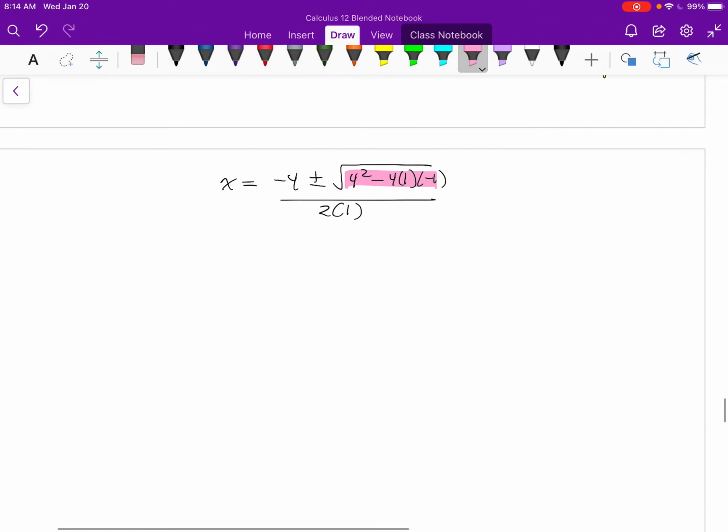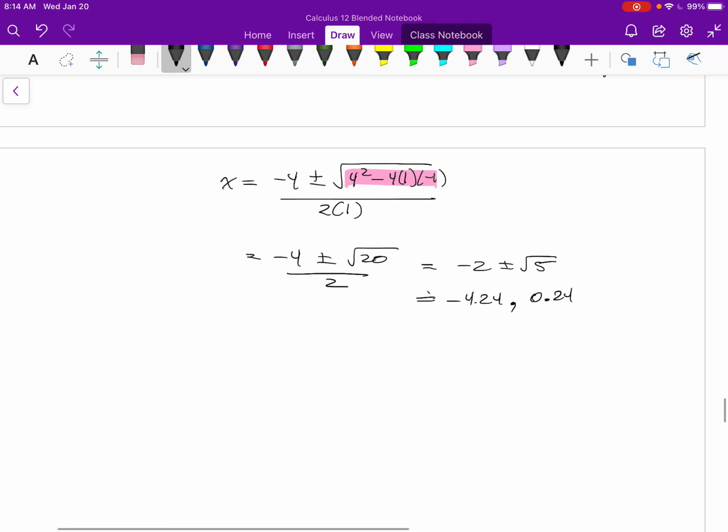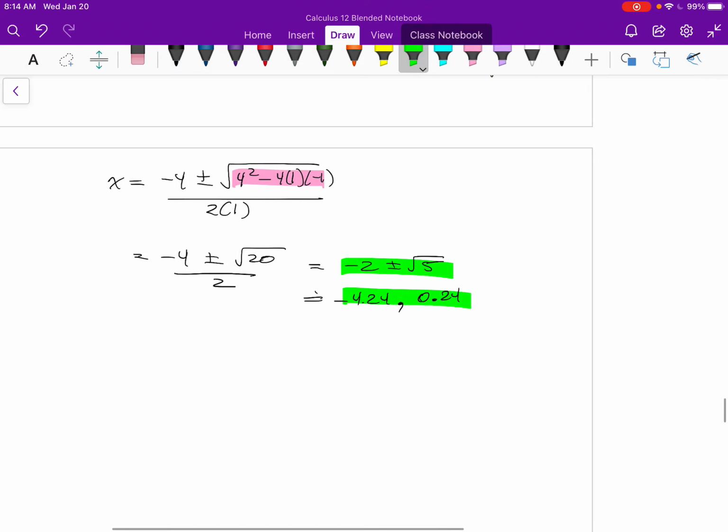And so that is not a negative number, so I get negative 4 plus or minus root 20, over 2, which simplifies to negative 2 plus or minus root 5. Which I will say, if you decimalize it, which is just a little bit helpful for visualizing the graph in the end, I get negative 4.24 approximately, and positive 0.24. That said, more importantly, these are our inflection points.